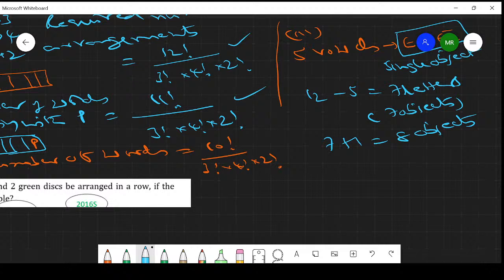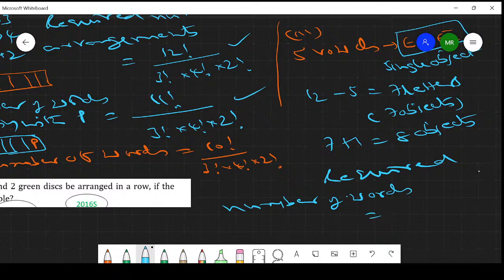So how do we know the required number of arrangements is equal to the required number of words? Let me try to understand here. I am going to simplify your answer.